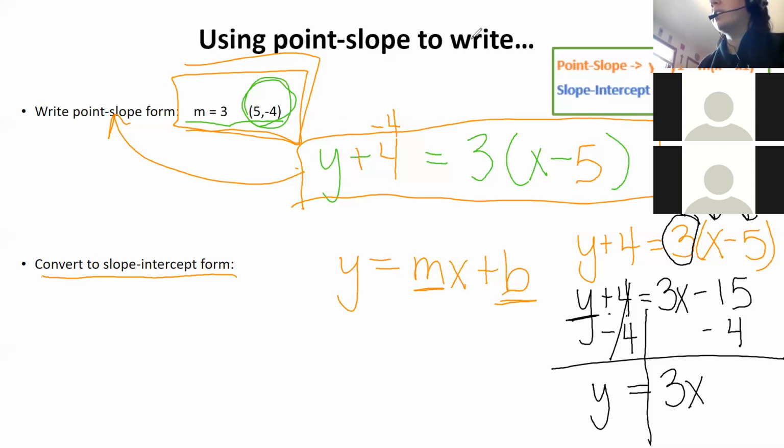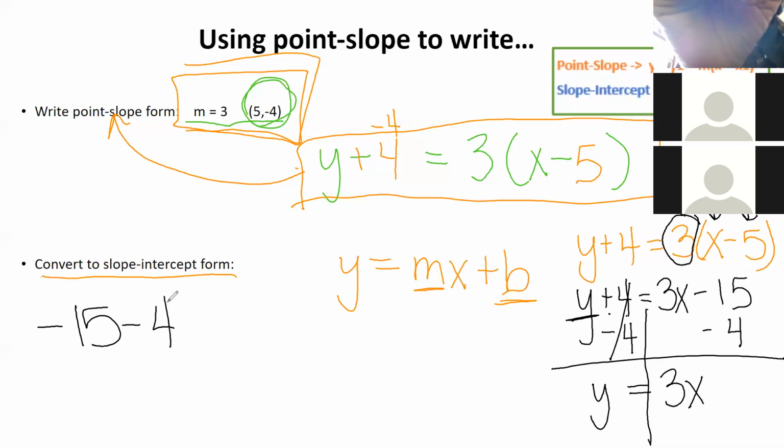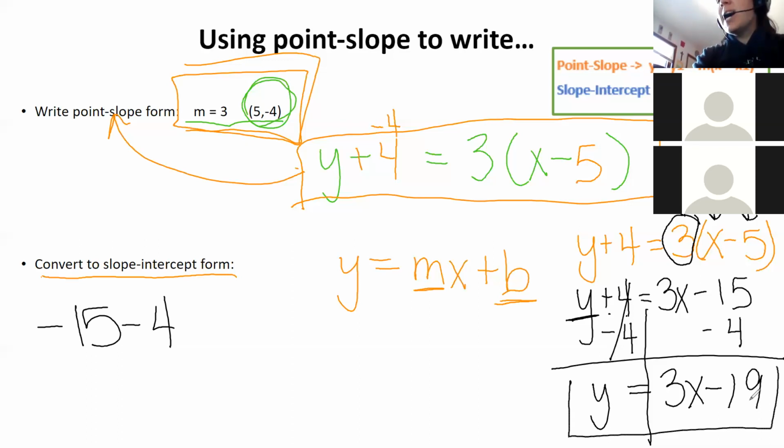Oh my goodness. I've stunned you into silence with my question. So what is it? Which one? Okay, here we go. Here's what I'll do. Is that negative 15? Yes, Lucy, thank you. Good job. It is negative 15 minus 4, so it should be negative 19. And that is my final answer.